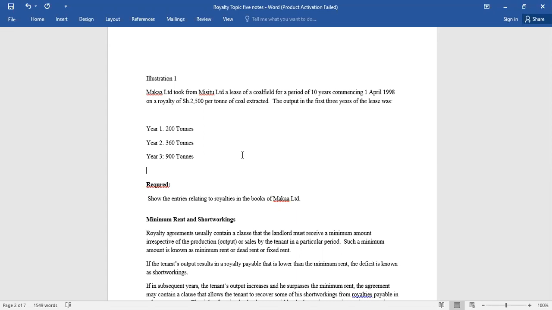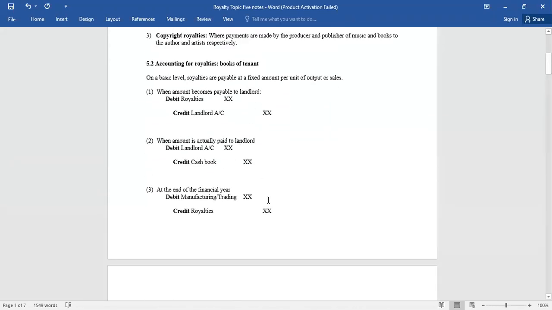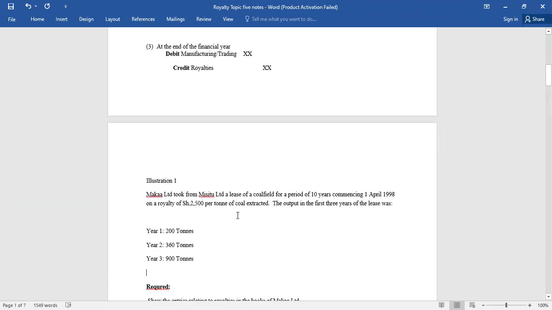So the first transaction, once the contract has been entered into, is that we debit the royalties account and credit the landlord's account. Then when the payment is made, we debit the landlord's account and credit the cash book. And then as at the end of the period, we debit the manufacturing and credit the royalties.